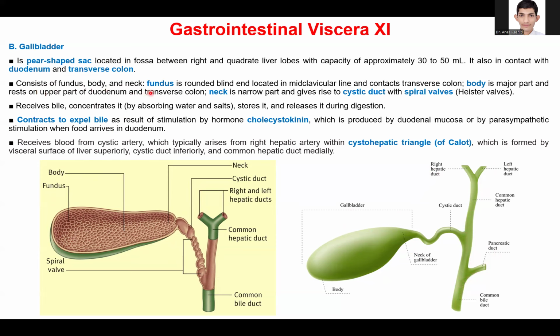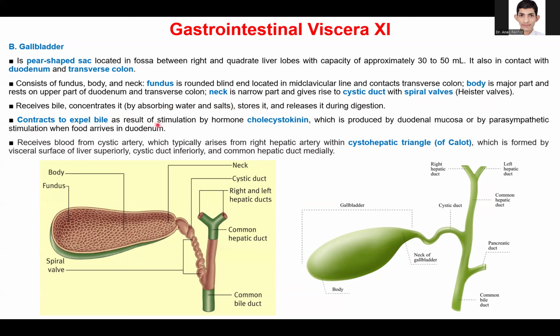Consists of fundus, body, and neck. Fundus is rounded, blind, and located in the mid-clavicular line. Neck contacts transverse colon. Body is major part and rests on upper part of duodenum and transverse colon. Neck is narrow part and gives rise to cystic duct with spiral walls, Heister valves. Receives bile, concentrates it by absorbing water and salt, stores it, and releases it during digestion.